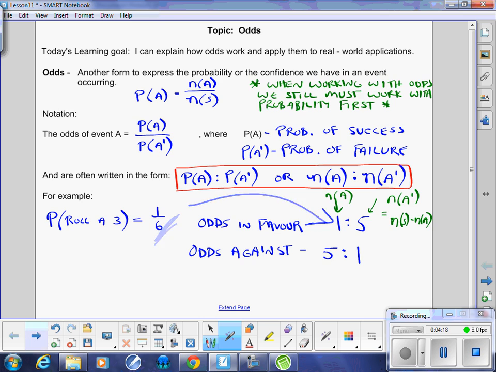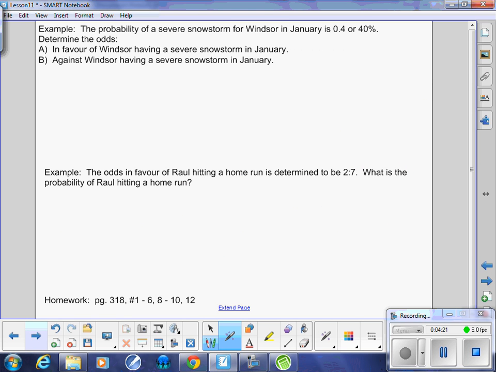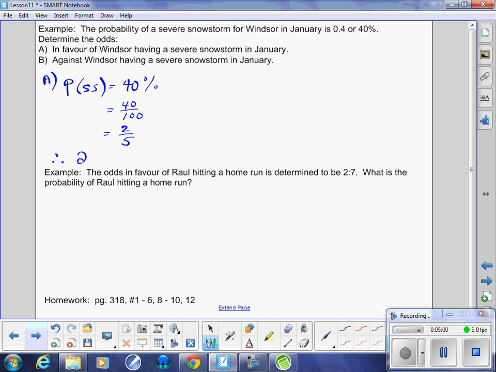So let's see if I can do a couple of examples to help clarify. The probability of a severe snowstorm for Windsor in January is 0.4 or 40%. I want to determine, in part A, the odds in favor of Windsor having a severe snowstorm in January. So the probability of a snowstorm, SS, is 40%, which is the same as 40 over 100, or 4/10, which reduces down to 2/5. So you can use any one of those fractions. So the odds in favor of Windsor having a severe snowstorm. Well, there are 2 ways they can be successful.